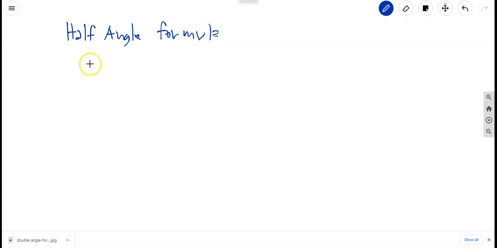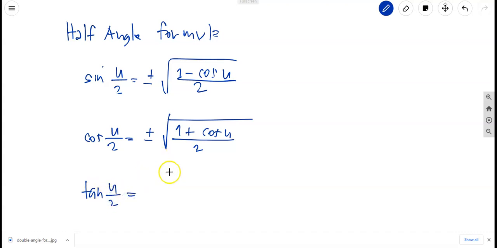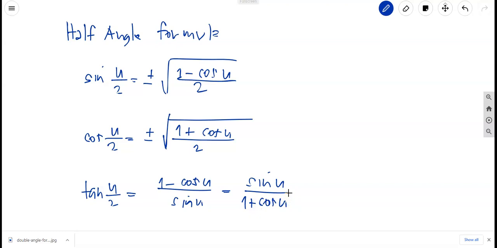The half angle formula for sine: sine u over 2 equals plus or minus the square root of 1 minus cosine u all over 2. For cosine u over 2, we have plus or minus the square root of 1 plus cosine u all over 2. And for tangent u over 2, it is equal to 1 minus cosine u over sine u, or sine u over 1 plus cosine u, or you can have tangent u over 2 equal to sine over cosine u over 2.